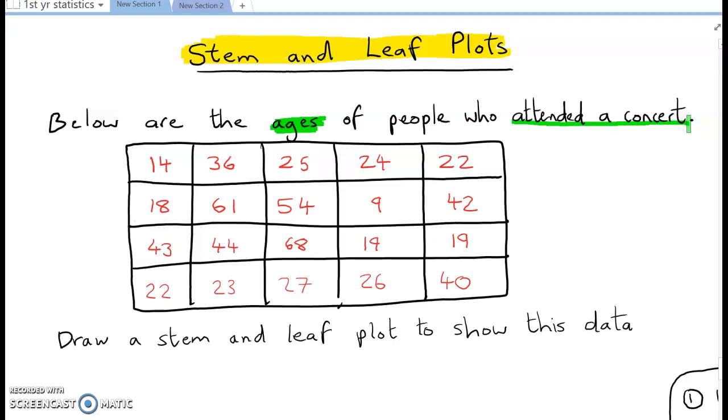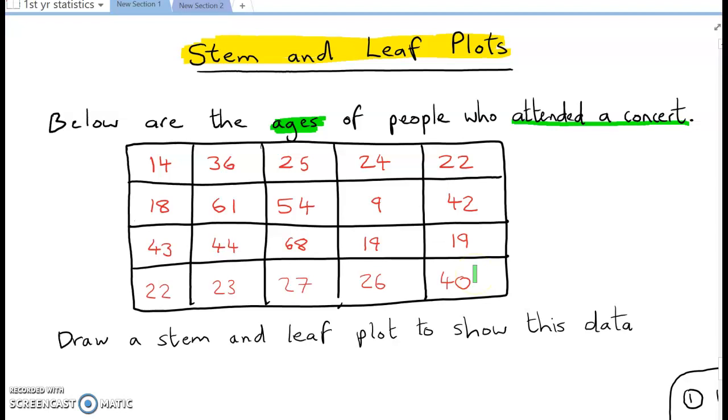Okay, so we had 1, 2, 3, 4, 5, 6, 7, 8, 9, 10, 11, 12, 13, 14, 15, 16, 17, 18, 19, 20 people who came out of a concert, and we asked them what age they were. The first person was 14. We have a 36-year-old. We have a 25-year-old. We have a 24-year-old, a 22-year-old, and so on. Okay, we've all these random ages in this box.